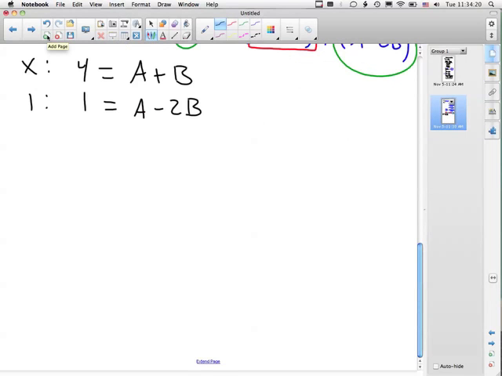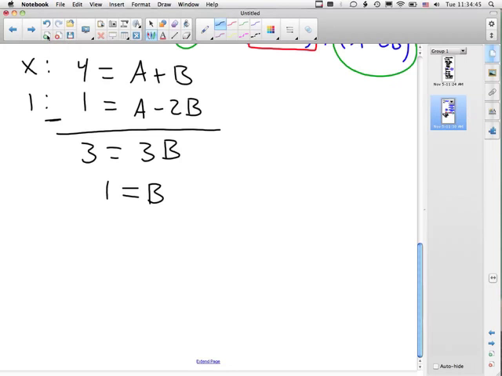So I'm going to choose to subtract because that'll get rid of my a's. So 4 minus 1 is 3, a minus a is 0, b minus negative 2b is 3b. So b is 1. And now I can plug that into either of the equations. I'm going to use the top one because 4 equals a plus 1. So a plus b, 3. Go this way. 3 equals a.